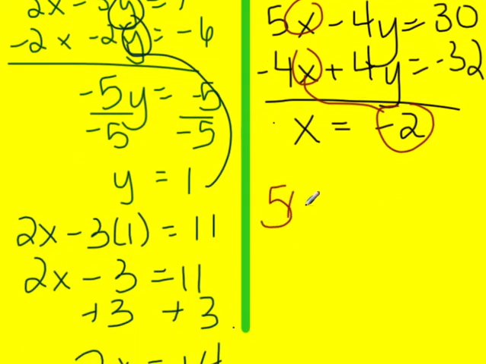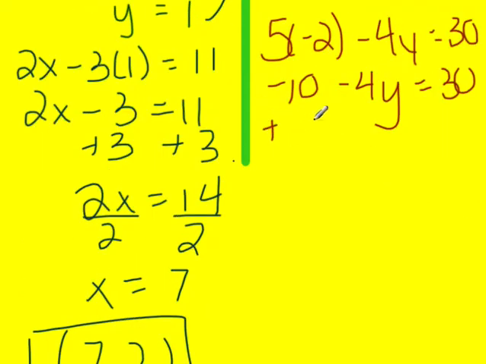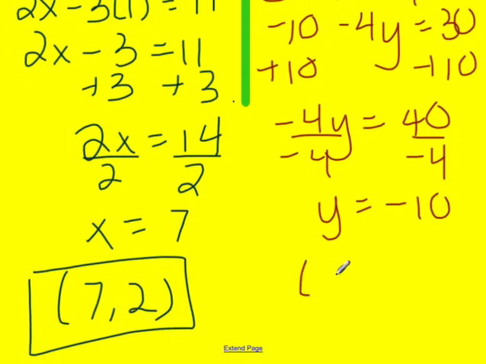So I'm going to do 5, now I'm going to put in a negative 2 for x, minus 4y is equal to 30. Well, 5 times negative 2 is a negative 10, minus 4y is equal to 30. So now I want to get that negative 10 over to the other side. So I'm going to add 10 to both sides, and I get a negative 4y is equal to 40. And now I want to take that negative 4 and divide it over to the other side. So I'm going to divide both sides by a negative 4, and I get that y is equal to negative 10. So y is equal to negative 10, x is equal to negative 2. And that's your final answer.